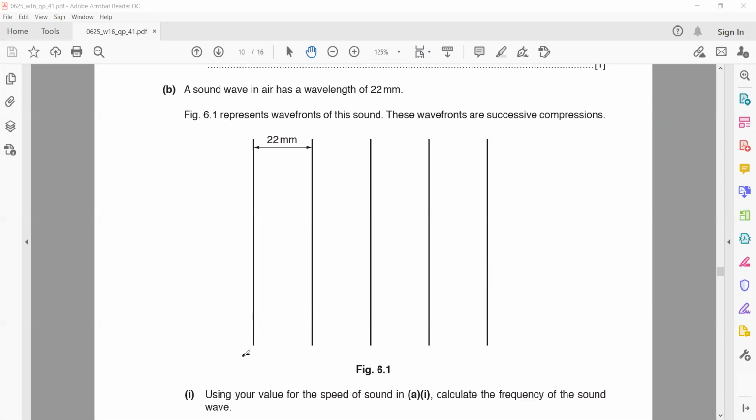So if this is representing a successive crest, so this is crest, compression, compression, compression, compression, and compression. So what we have when we make a wave, first we have compression, rarefaction, then compression and rarefaction. So between the two successive compressions, there should be a rarefaction. So we have to represent the rarefaction by a dotted line.